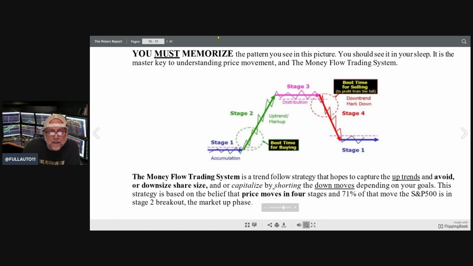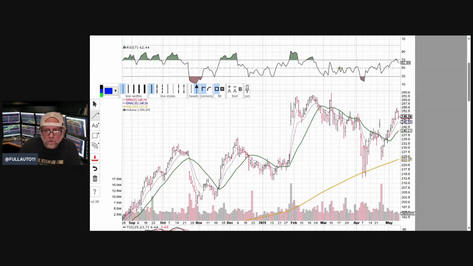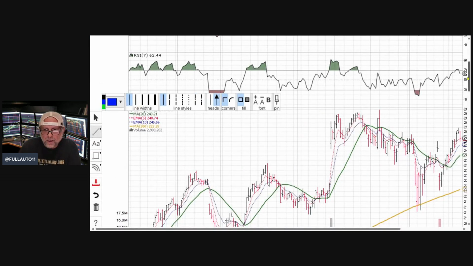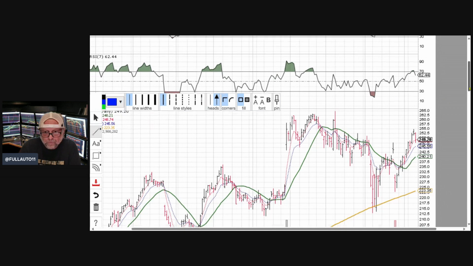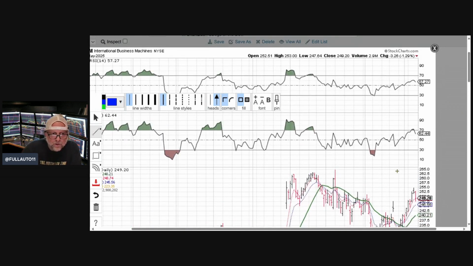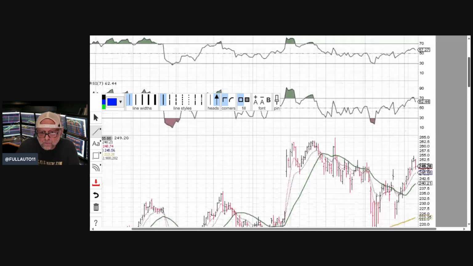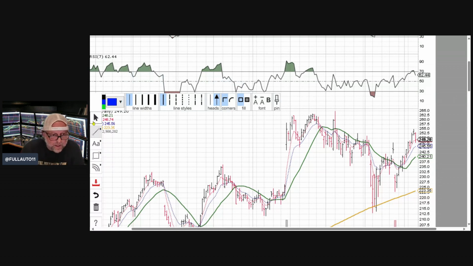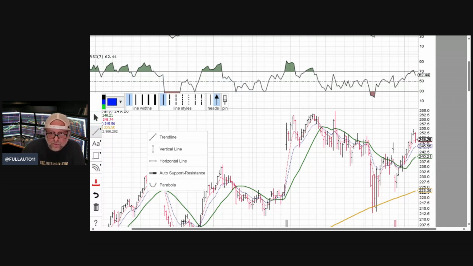But what I really wanted to show you, and I'm going to give you a clean version of it, is this IBM chart. And there are probably better charts out there. I just saw this one. Let me pull it up. So here's the IBM chart, and again, I'm on stockcharts.com. International Business Machines, IBM. And if you look here, I'm going to show you some money flow patterns.